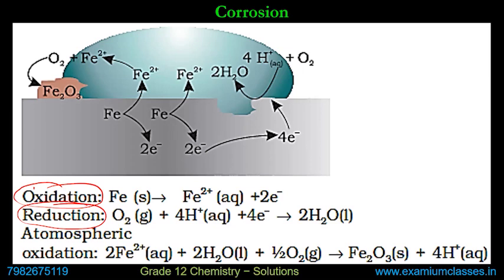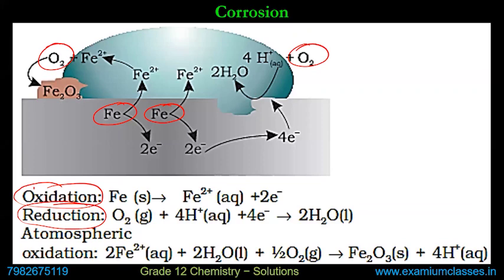So iron gets oxidized to Fe2O3. Sorry, Fe2+ is actually FeO in this case. Overall reaction, yes, we will be talking about Fe2O3. So what happens? Here you have iron, and here you have atmospheric oxygen. Different types of reactions are taking place here. There is moisture within the air.